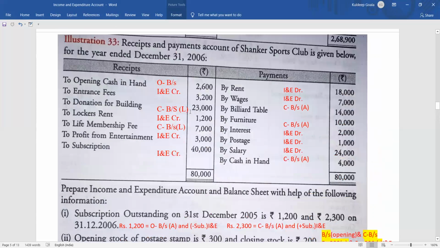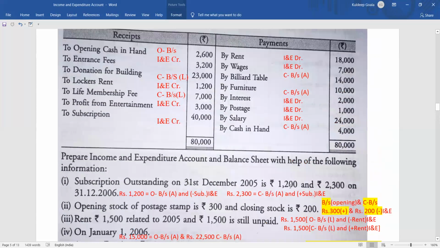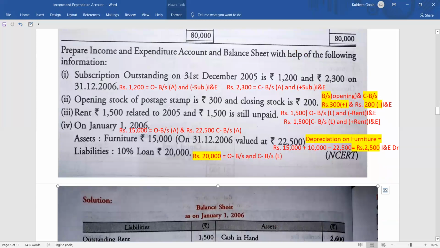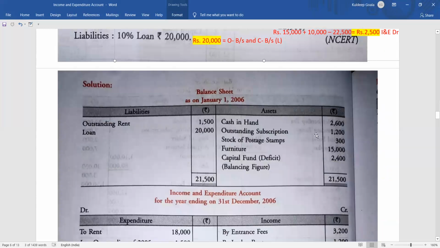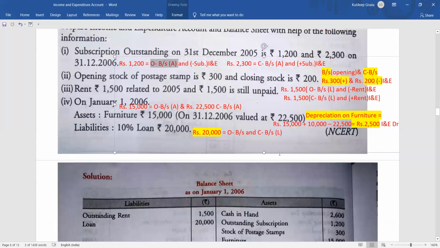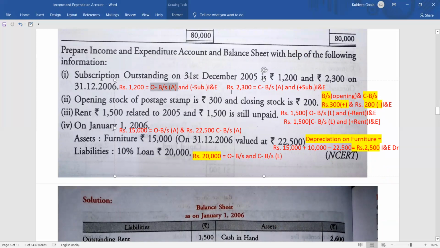Then moving to the next one, what is the next opening item? It is not on this side also. So now we'll go below, what is there? Opening balance sheet asset side 1,200, the subscription outstanding. So it will also come here, subscription outstanding 1,200. Got it? Then going to the next item, what do we have in the opening balance sheet? How much? 300 rupees of opening stock of stationery in the asset side, isn't it?